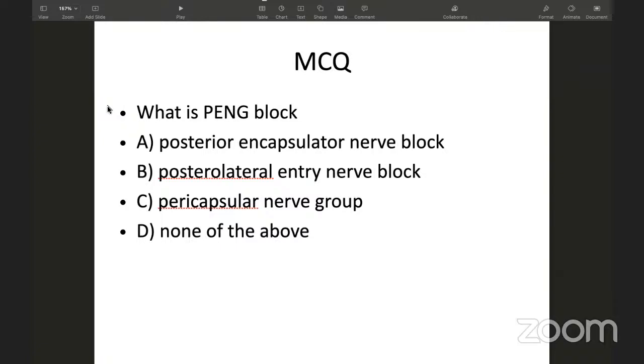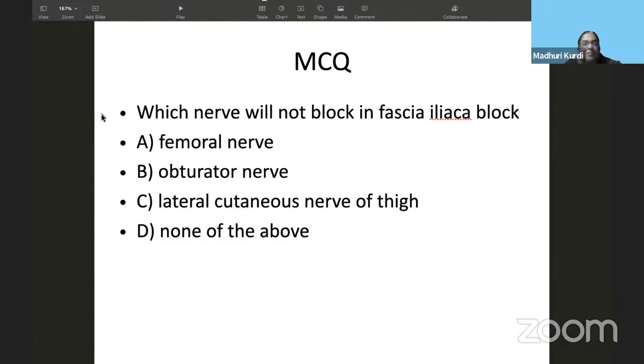Next, this has not been presented till now, but I think these people must be knowing what is PENG block. Posterior encapsular nerve block, posterior lateral entry nerve block, pericapsular nerve group, none of the above. Again, it's maximum C and one person has told A also. I think C is the most applicable answer, right? Yes, ma'am.